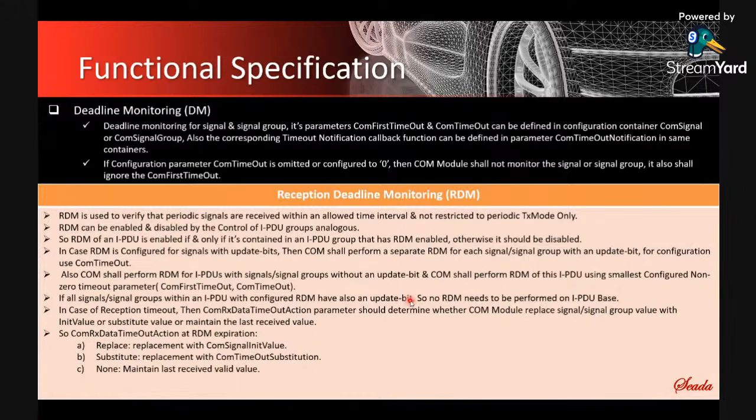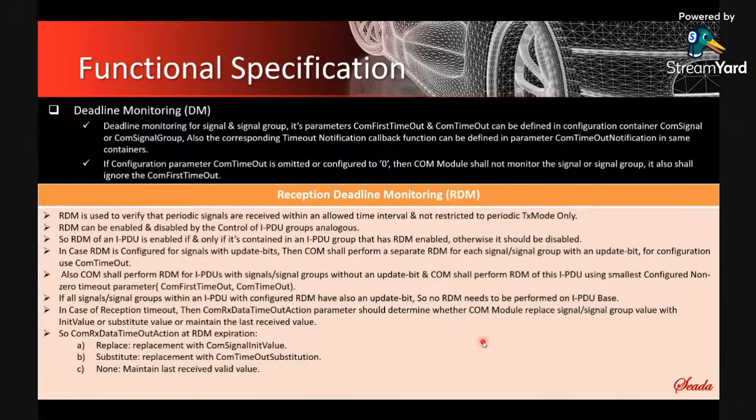Either you choose to replace: this message is not received within these 10 milliseconds, so I will replace its value. But what is the value I could add? You configure this at the pre-configuration stage. You add a value in the configuration, or you leave it empty and it will take the COM signal init value in this case. By choosing replace and adding a value in substitute, it will replace with the value you added in COM timeout substitution. And if you choose none, this means COM keeps the last valid data.